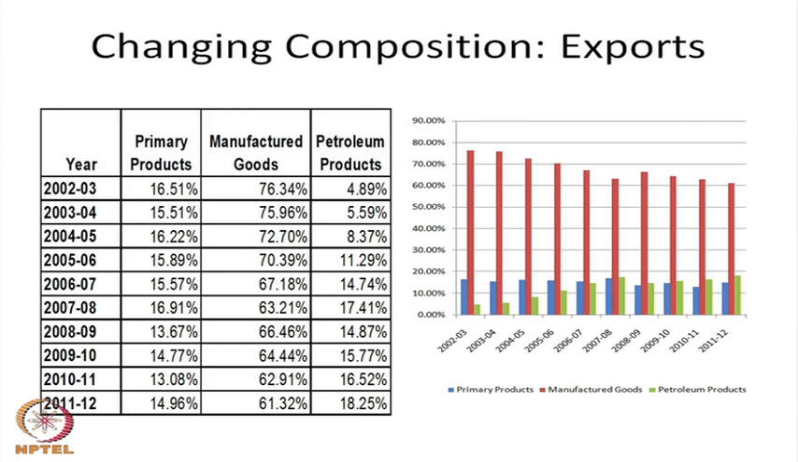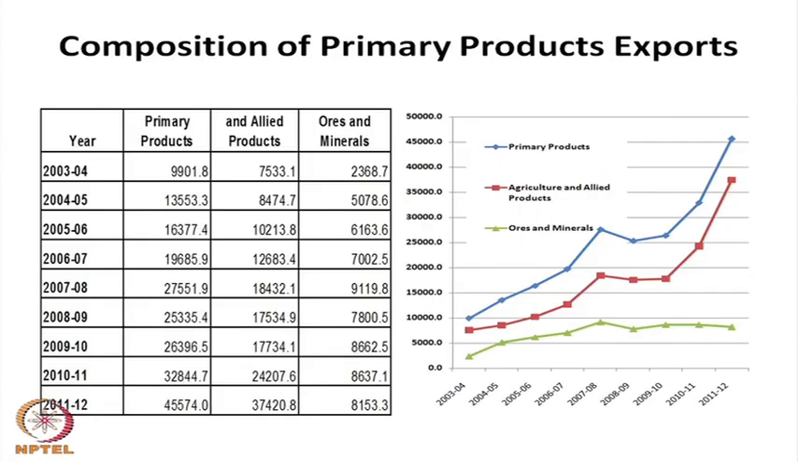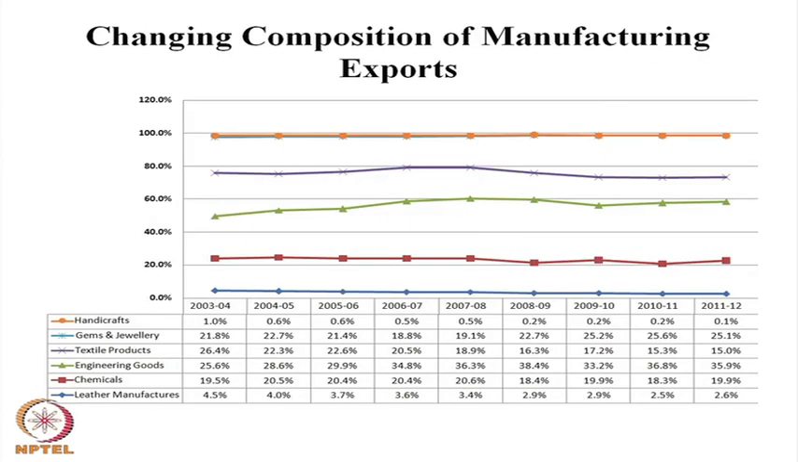Petroleum product export has recently increased, and this is primarily a byproduct of the petroleum crude oil sector. And if you see the composition of the manufacturing sector over the last 10 years, the handicraft sector's export has declined significantly, to nearly 0.1%. The gem jewelry sector also has seen a significant decline in recent years because of the economic recession the world over.